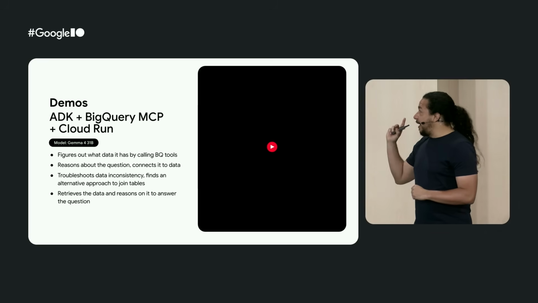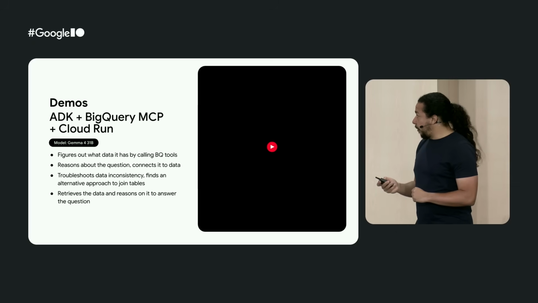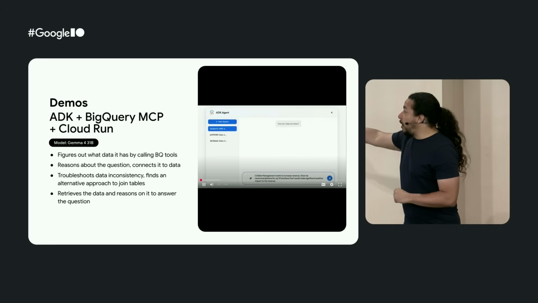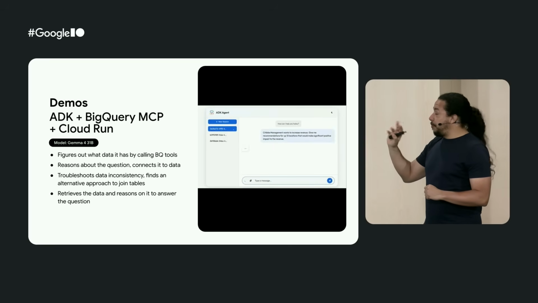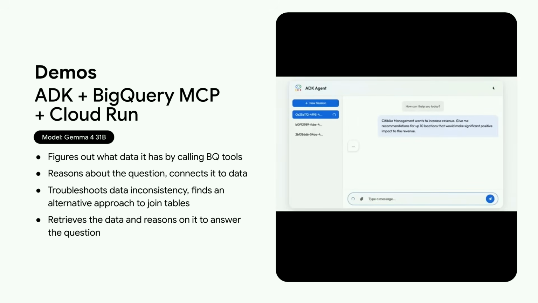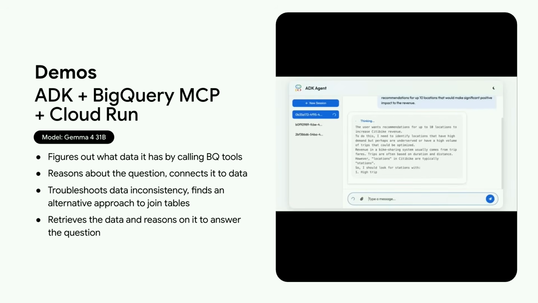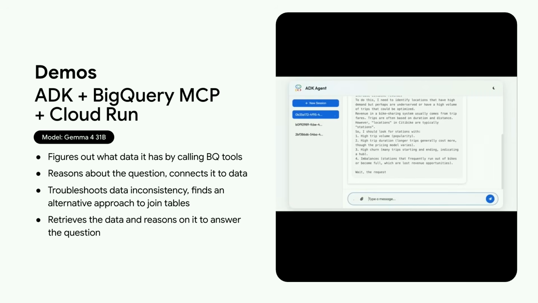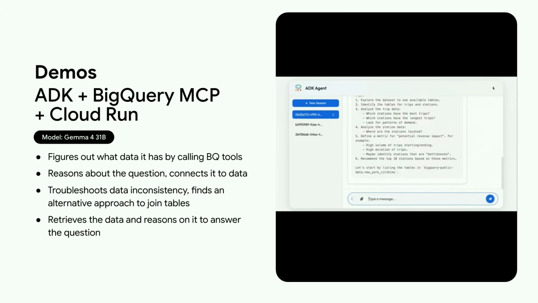The first one, I like this very much. Let me see if I can press play. Okay, so what's happening here? I want you to pay attention to the query there. The idea is, do you know those bikes that you pay to use per time, like the city bike management system? What happened here is, we asked Gemma, hey, help me optimize the revenue, and here's the database.